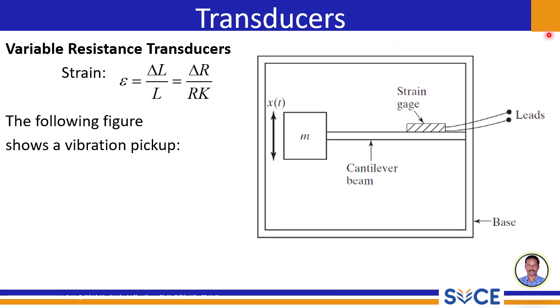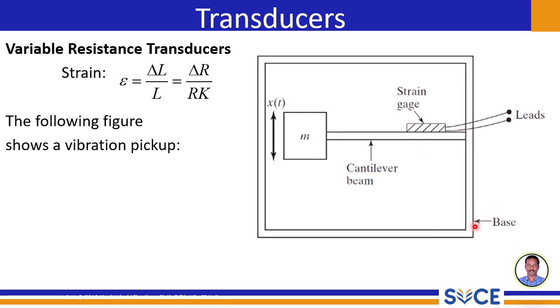Now let me move on to this figure. A mass denoted by M is attached to a cantilever beam. This entire assembly is mounted on a base which is subjected to vibration, represented by a vertical double-headed arrow. We can see it here. Then the movement x of t indicates a time varying displacement. A strain gauge is bonded to the surface of the cantilever beam, typically near the fixed end, where the bending stress due to the mass inertia is highest.